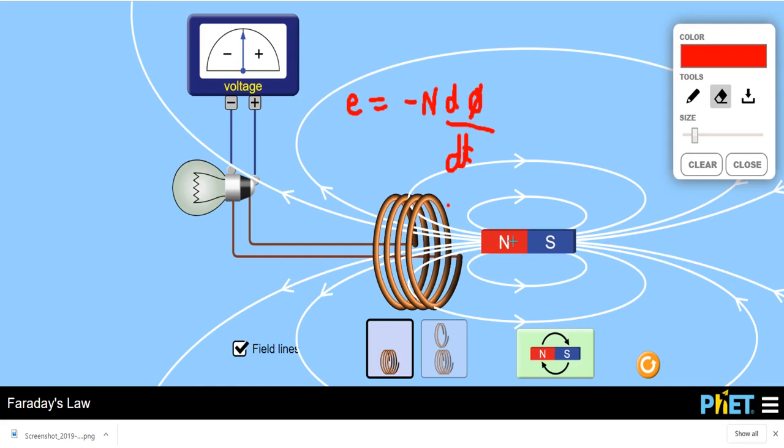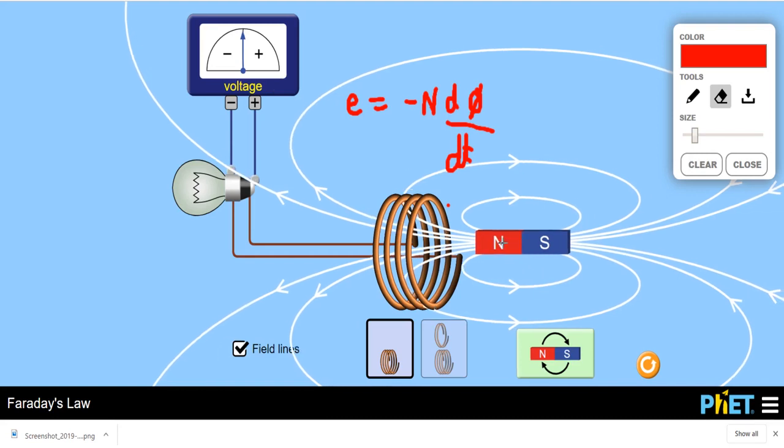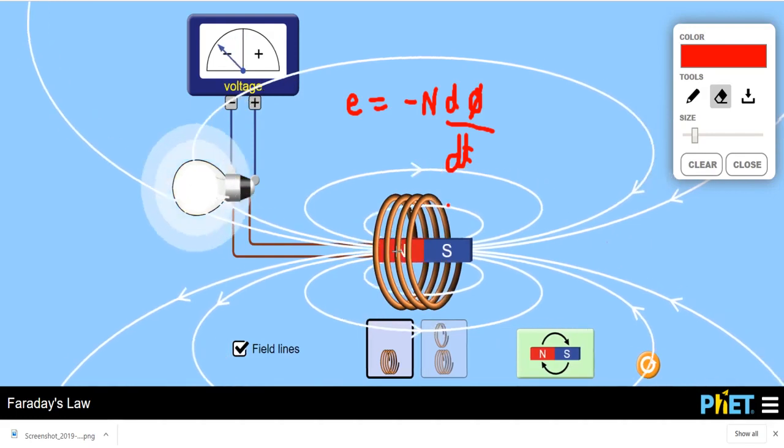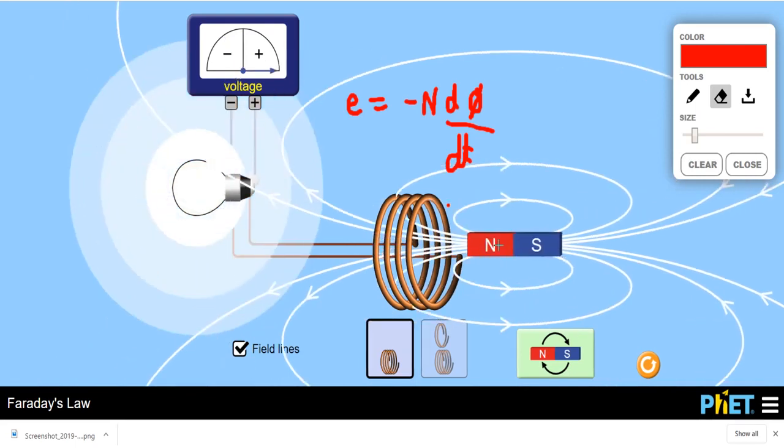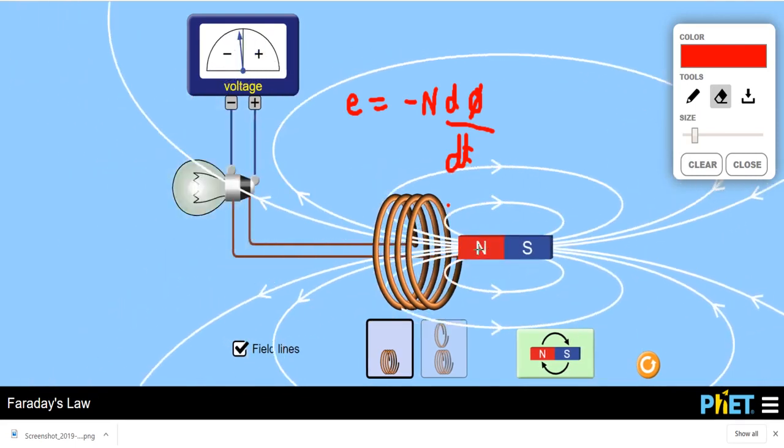So as I move this bar magnet towards this coil, you can see that the magnetic field lines associated with the bar magnet are linked, they are cut by this coil. If this bar magnet is stationary, or you can say there is no relative motion between this coil and the bar magnet, no voltage is induced. But if I move it, you see there is a change. The change occurs only when there is relative motion between this bar magnet and the coil.